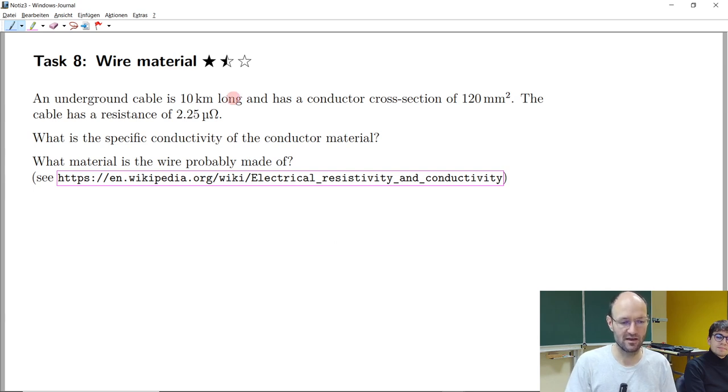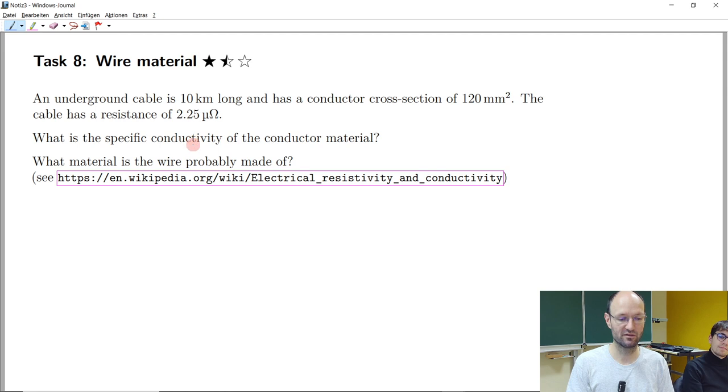And this task 8 is about wire materials. So we have some underground cable. It's quite long. And because it's a real power cable necessary to power a small village or a suburb of a city, something like this, there's a rather big cross-sectional area. And because of the big cross-sectional area, the cable also has quite low resistance, just some couple of micro-ohms.